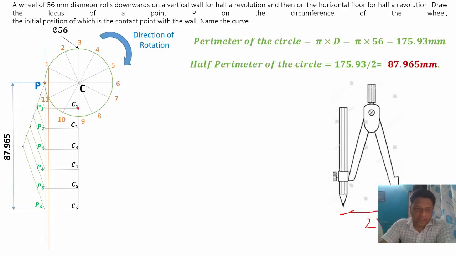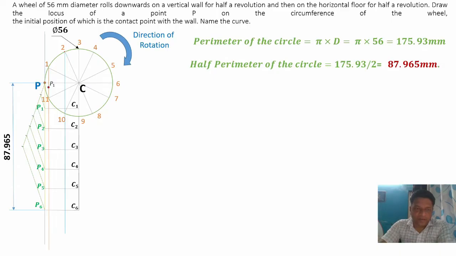Now this is the point C1. So keep the metal end of your compass on the point C1, right? And draw one line from point 1, and it also passes through point 11. So this line is parallel to this vertical line. Now keep the metal end of the compass on point C1 and mark one point on this line. So this point is called point P1. So this is point P1. Getting it? Then go to point number 2.